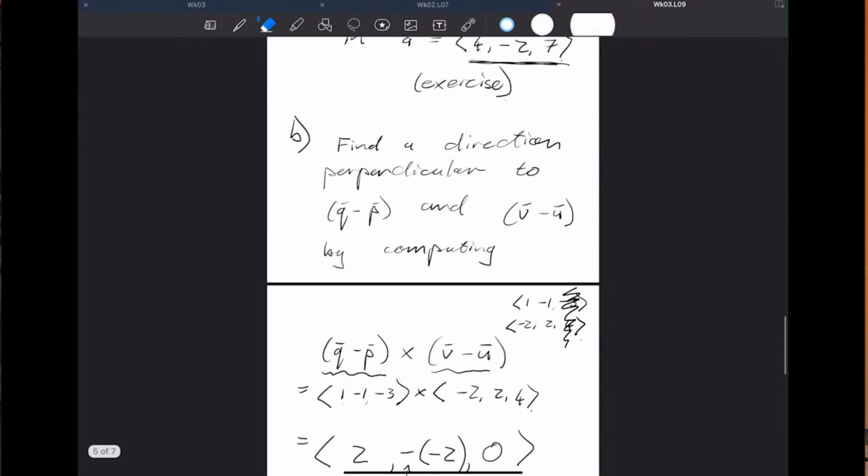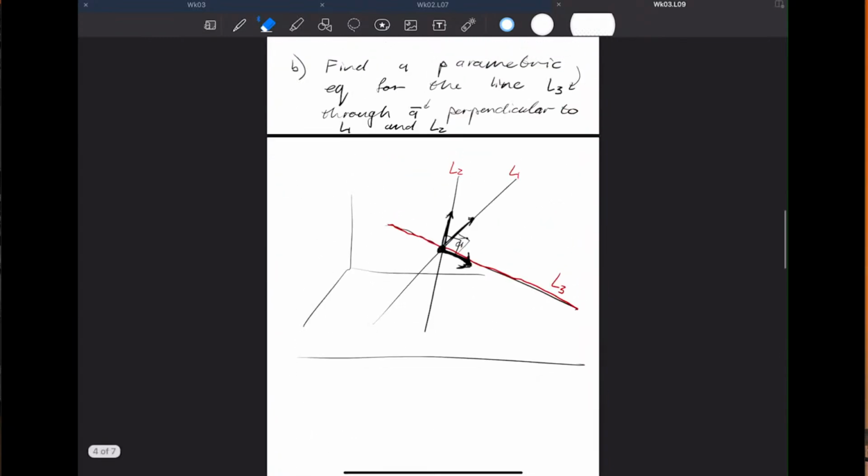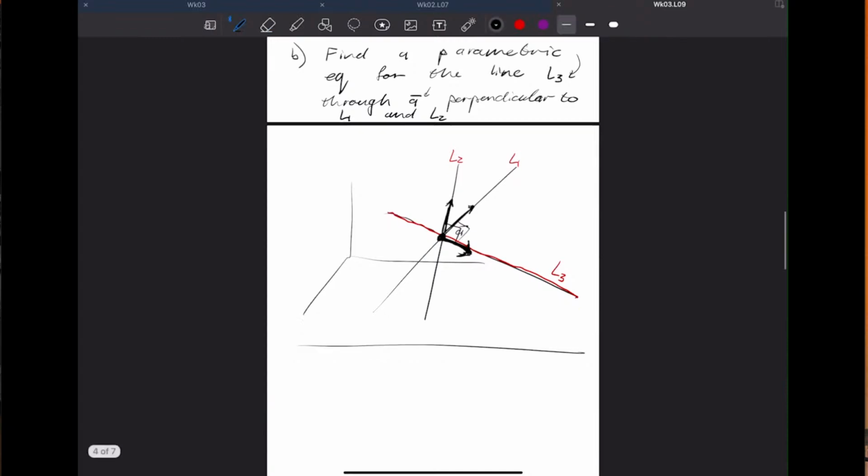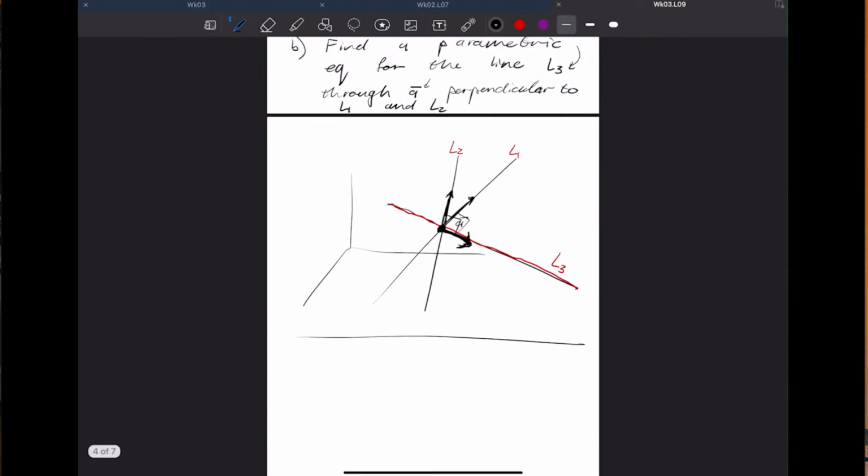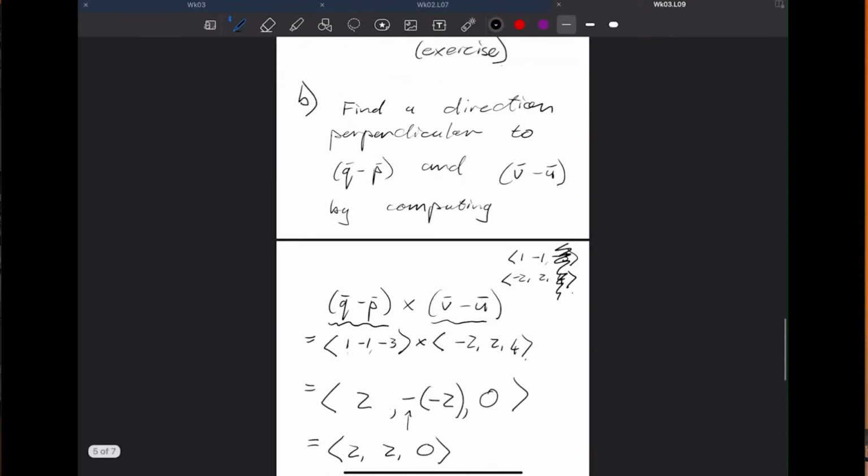Okay, so the point here was we can use the cross product to compute a vector that is perpendicular to, for example, here, the two direction vectors of two lines, to find a parametric equation for the line that is perpendicular to the two given lines.